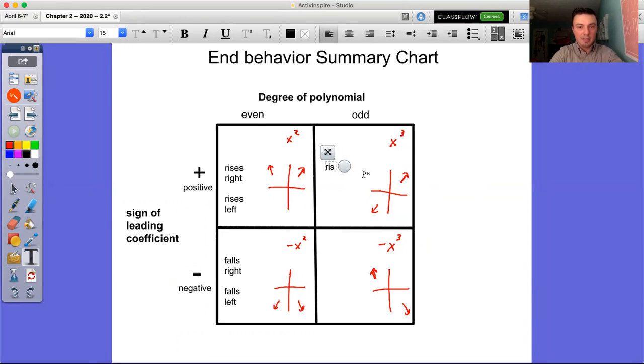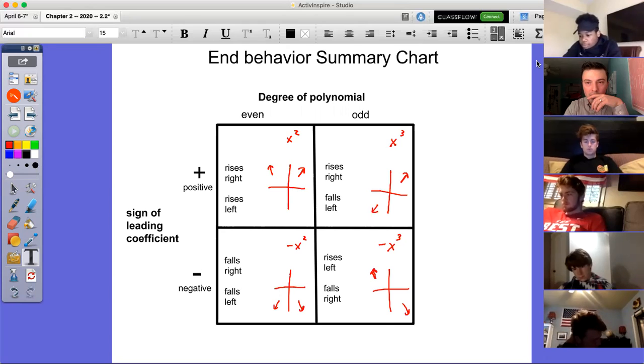This one rises right and falls left. And this last one rises left and falls right. All right, I'm going to stay on this page for a moment so you guys have some time to get that down. Actually, take a picture with your phone if you need to, if you haven't written it down yet. And then we'll go on in about 10 seconds.